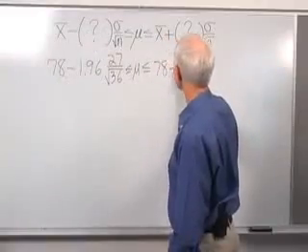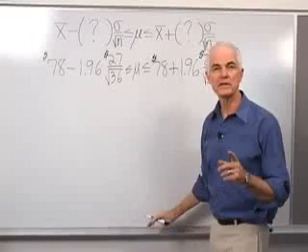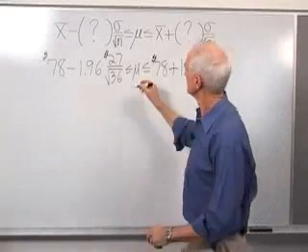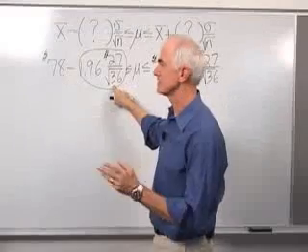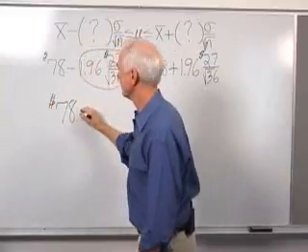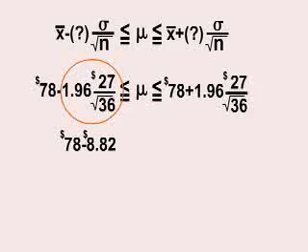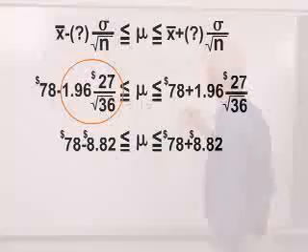Same thing on the right side. That is 78 plus 1.96 times 27 over the square root of 36. Now we have all the information that we need to solve for this 95% confidence interval. When we multiply these two together and divide by the square root of 36, which of course is 6, we obtain a value of $8.82.